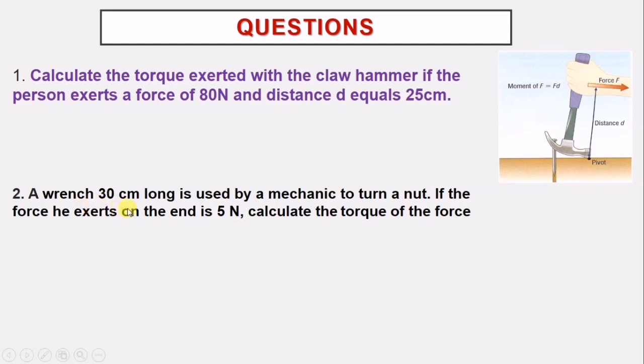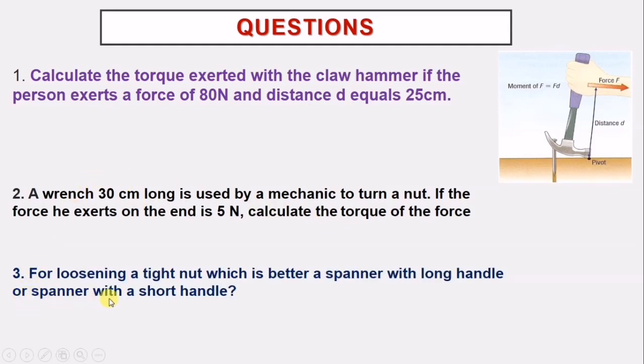A wrench 30 centimeter long is used by a mechanic to turn a nut. If the force he exerts on the end is 5 Newton, the force is given and the distance is given. Calculate the torque. Very easy. For loosening a tight nut, which is better, a spanner with a long handle or a spanner with a short handle? What do you expect?